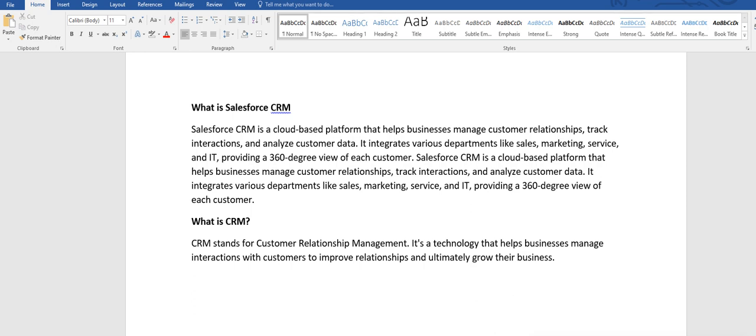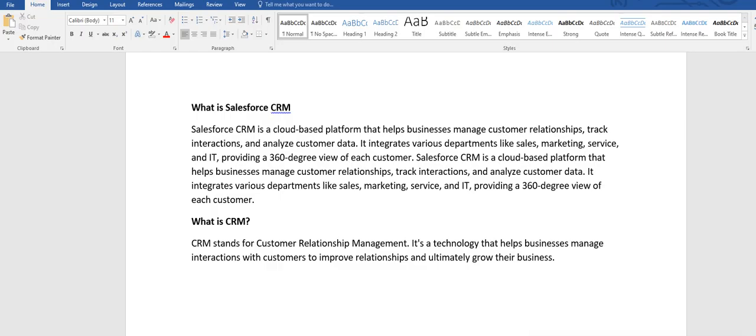Hello friend, today we shall talk about a topic: what is Salesforce CRM. Friend, today's topic is very interesting, especially if you have interest in CRM, Salesforce and you want to learn about it. So friend, this is the definition which I have just taken from Google: Salesforce CRM is a cloud-based platform that helps businesses manage customer relationships, track interactions and analyze customer data.